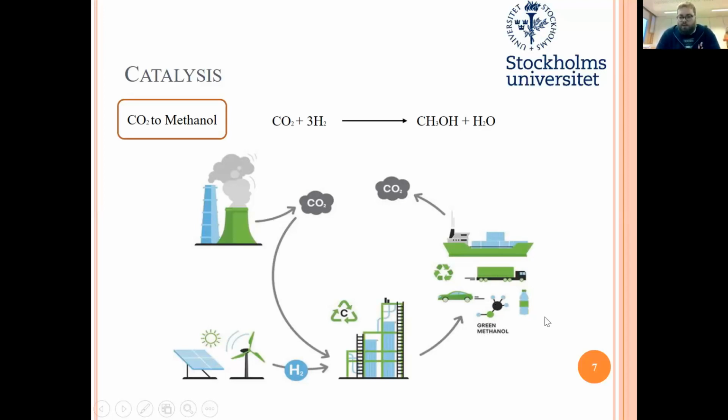Methanol is also used as a solvent in many applications: pharmacological industry, organic synthesis, plastic production, everything. Methanol is quite used as a solvent. We can also use methanol as a fuel by itself, or we could use methanol in transesterification reactions to produce biodiesel, which I will explain afterwards.